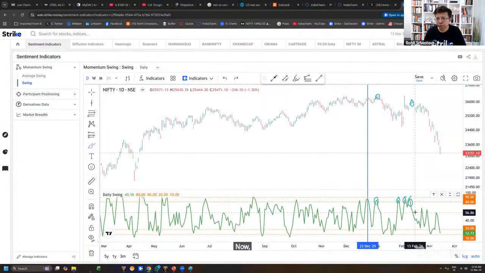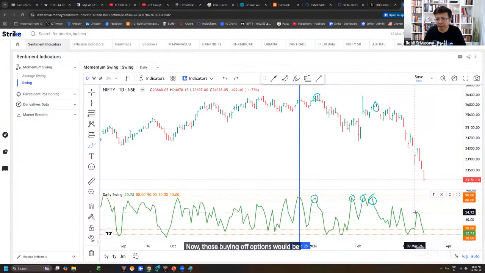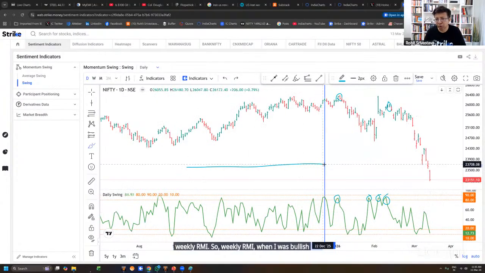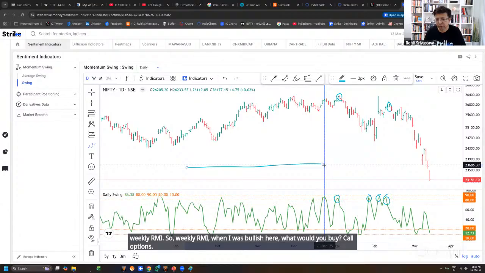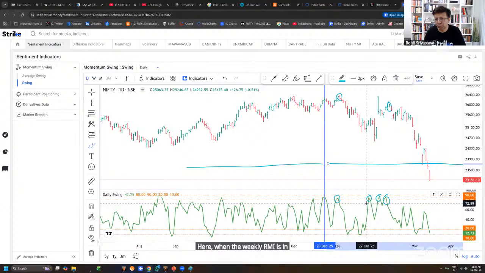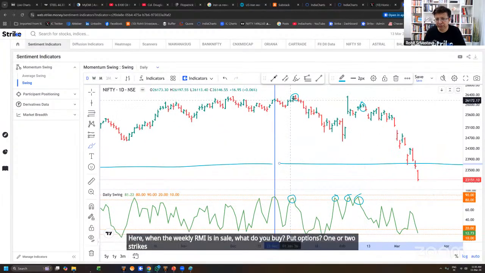Now, those buying of options would be on long or short, depending on the weekly RMI. So weekly RMI, when it was bullish here, what would you buy? Call options. One or two strikes out. Here, when the weekly RMI is in sell, what do you buy? Put options, one or two strikes out. So when it is over here and the Nifty is 26,300, you buy the 26,000 puts, right?